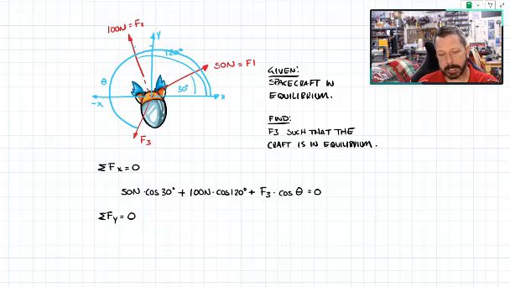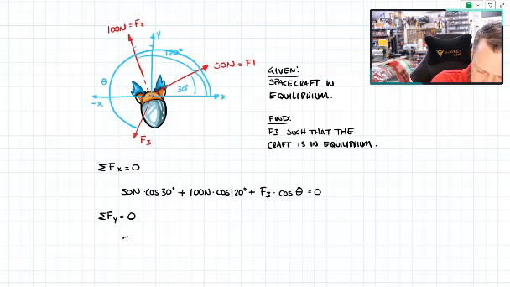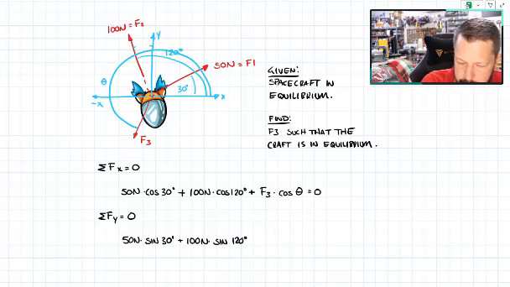And it's going to have the same issue, where I've got F3 pointing down, but I've got the sine of whatever that angle theta is, and it's wrapping around multiple quadrants. So what I'm going to do is 50 newtons times sine of 30, plus 100 newtons times sine of 120, and then plus F3 times sine of theta.